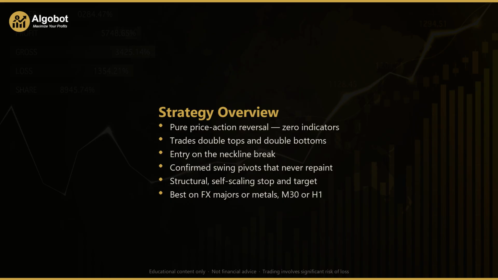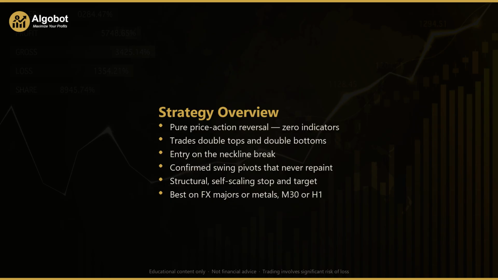on the wrong side. The strategy builds the pattern from confirmed swing pivots. A swing low is a candle whose low is the strict lowest point over a set number of bars on each side, and a swing high is the mirror of that. Because the pivot only counts once it has enough bars to its right, these levels never repaint. A double bottom forms when the two most recent confirmed swing lows sit at roughly the same price. A double top forms when the two most recent swing highs match. The peak or valley between the two taps becomes what we call the neckline.